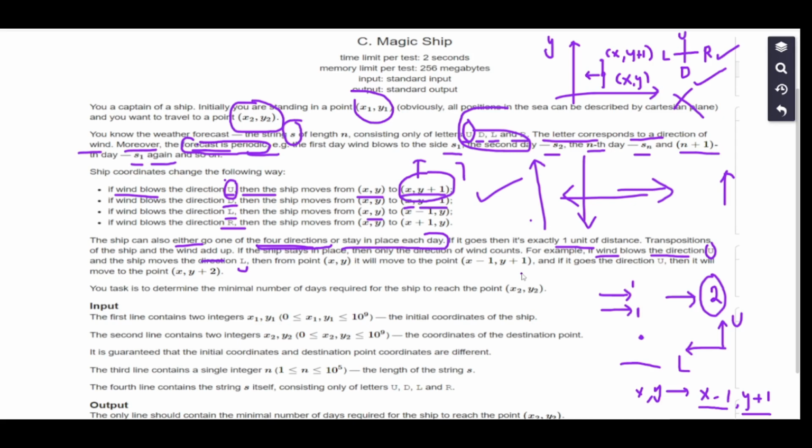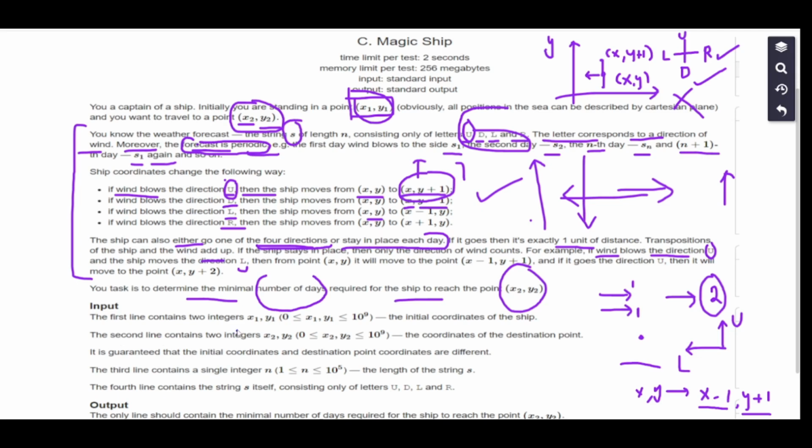We have a destination location given by these coordinates x2 and y2. Our task is to determine the minimal number of days required for the ship to reach that destination point if the ship starts from x1 and y1 and it moves according to the strategy which I explained here. We just want to know the minimum number of days which the ship takes to reach its destination location.